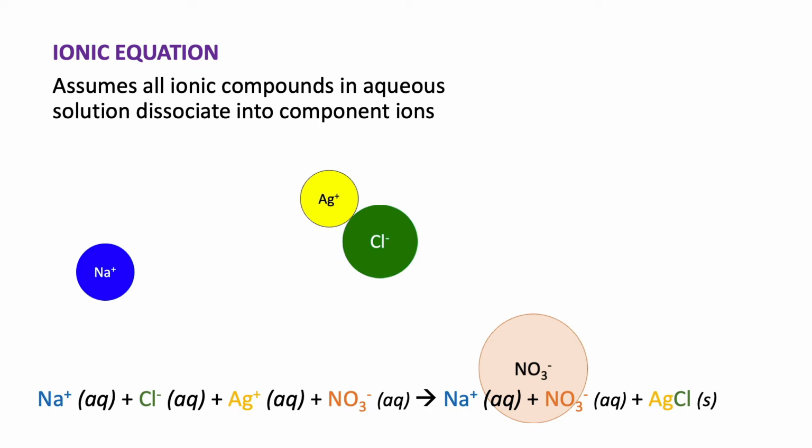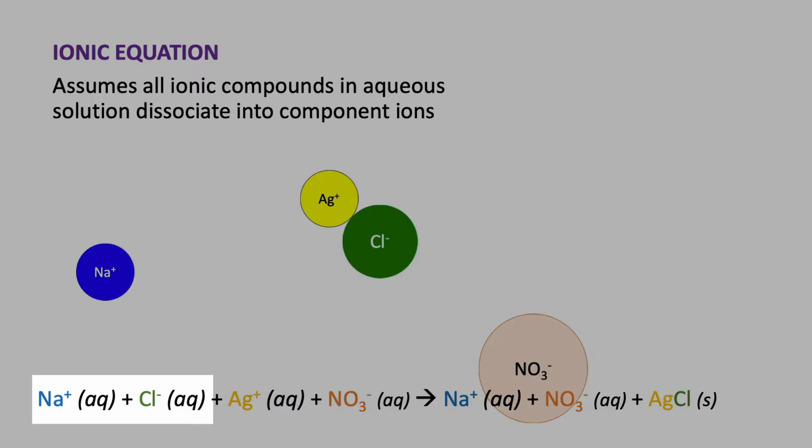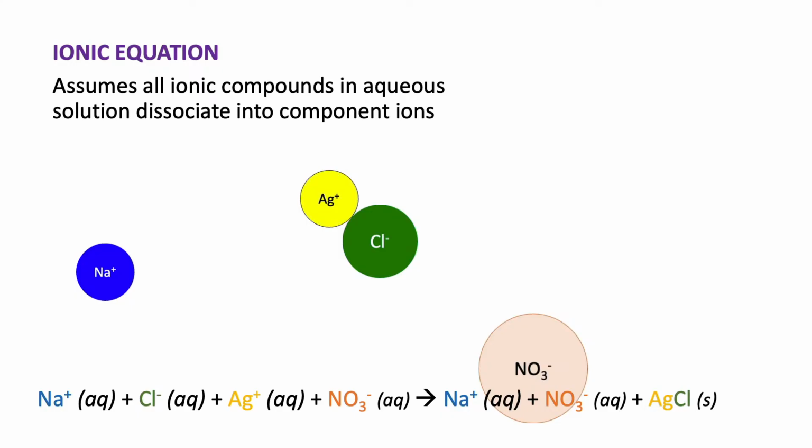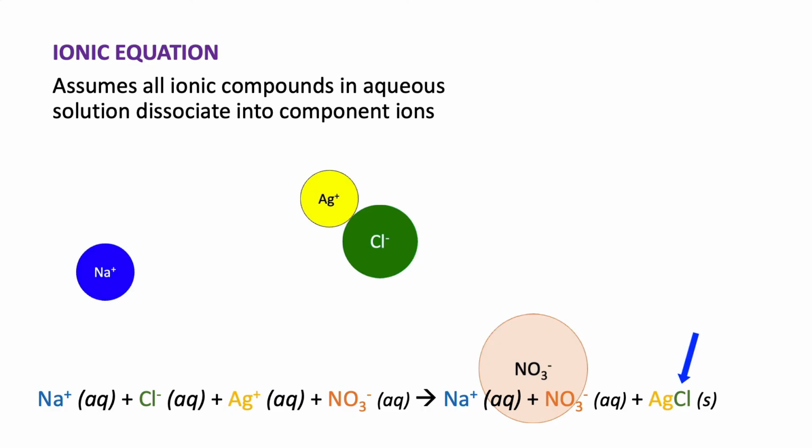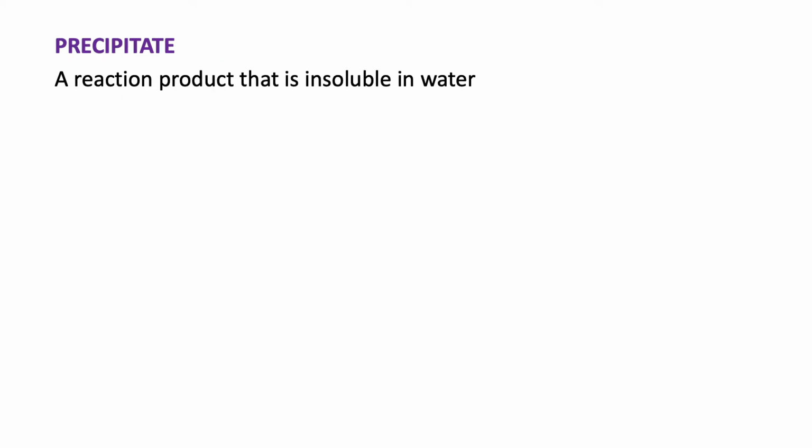So now I've written the ionic equation here, and you can see that in the reactant half of the equation, we have sodium and chloride dissociated, so they're listed separately. We have silver and nitrate dissociated, so they're listed separately. And then on the product side, we have sodium and nitrate, which are aqueous, so they're listed separately. And then we have silver chloride, which is a solid, so it's not dissociated, and therefore it is listed as a unit. Ionic compounds dissolve in water because they can break up into ions.